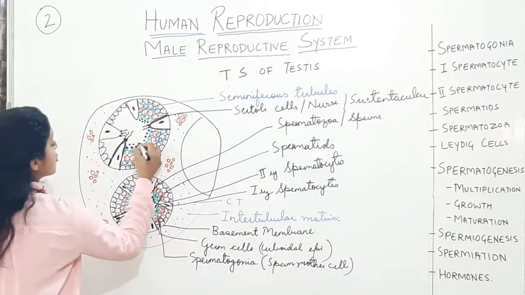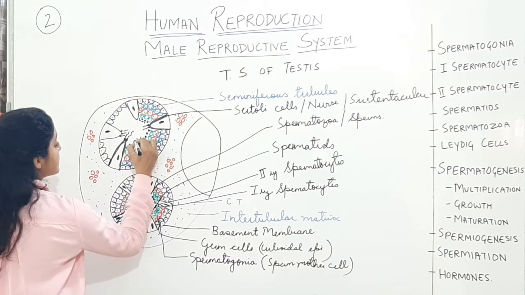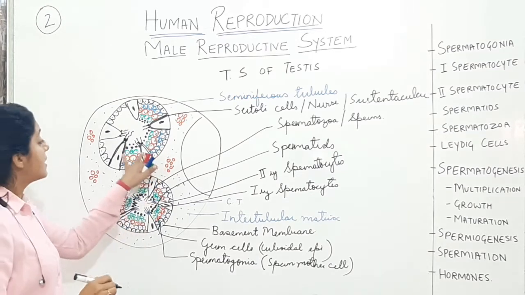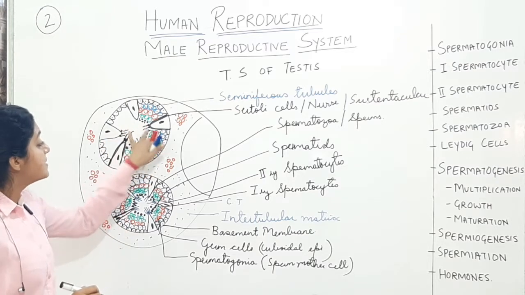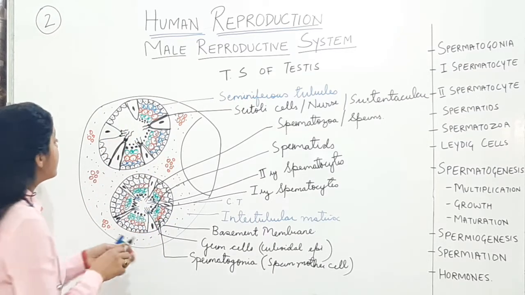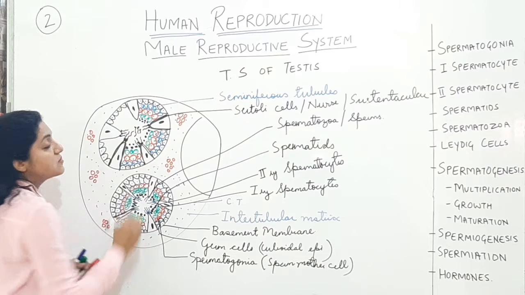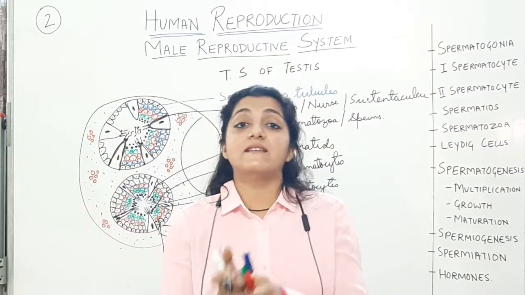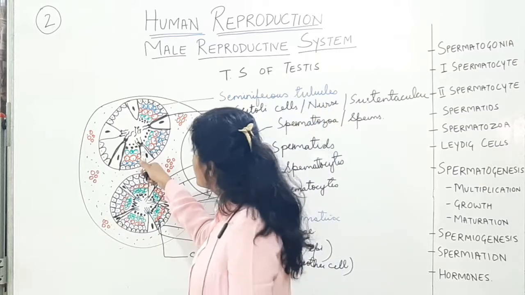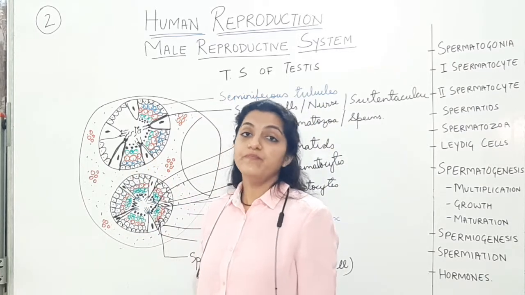These spermatozoa or the sperms will attach to the Sertoli cells for nourishment. Once their nourishment is complete, they are going to come and stay in this lumen over here. So you have to remember, for their nourishment, the sperms attach to the Sertoli cells. Their head is attached to the Sertoli cells and the tail is towards the lumen.